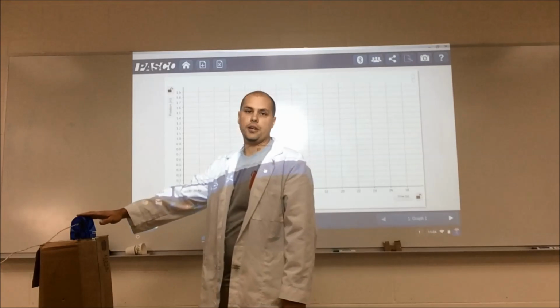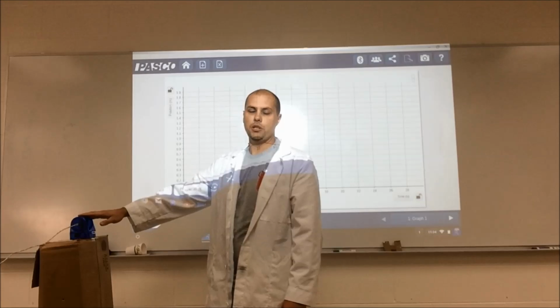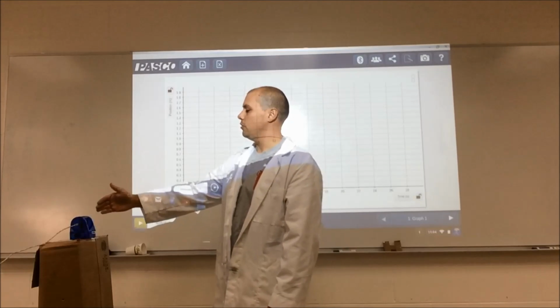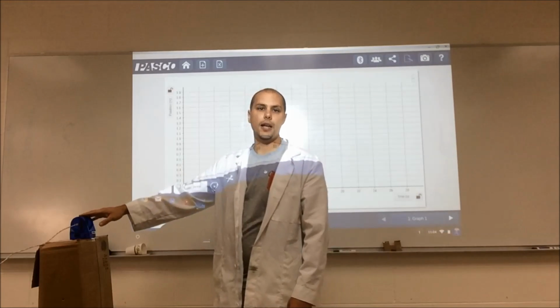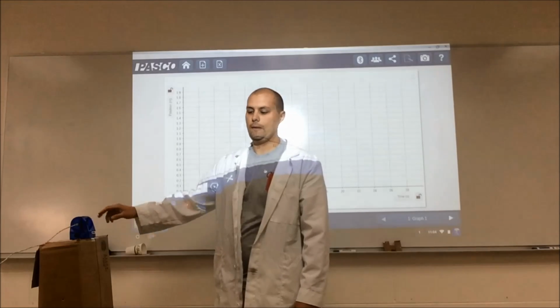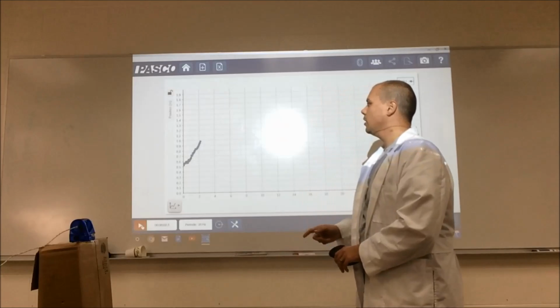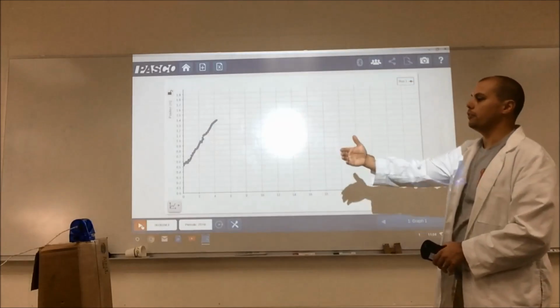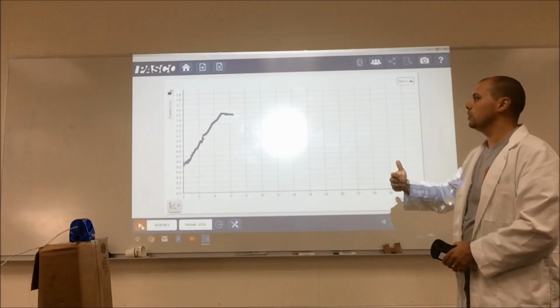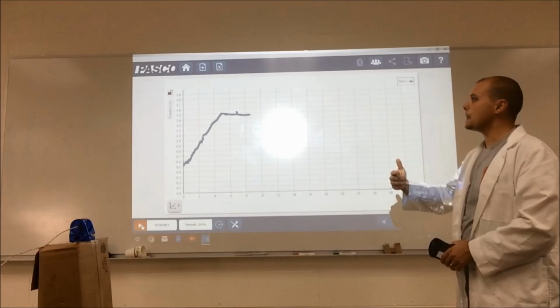This motion sensor right here is my reference point. This is what's being used to measure the graph. So this graph is going to measure how far away I am from this motion sensor. So if the distance is increasing from the motion sensor, then my distance goes up. I'm getting further away from my reference point. Now I'm not moving, and so the line is straight.